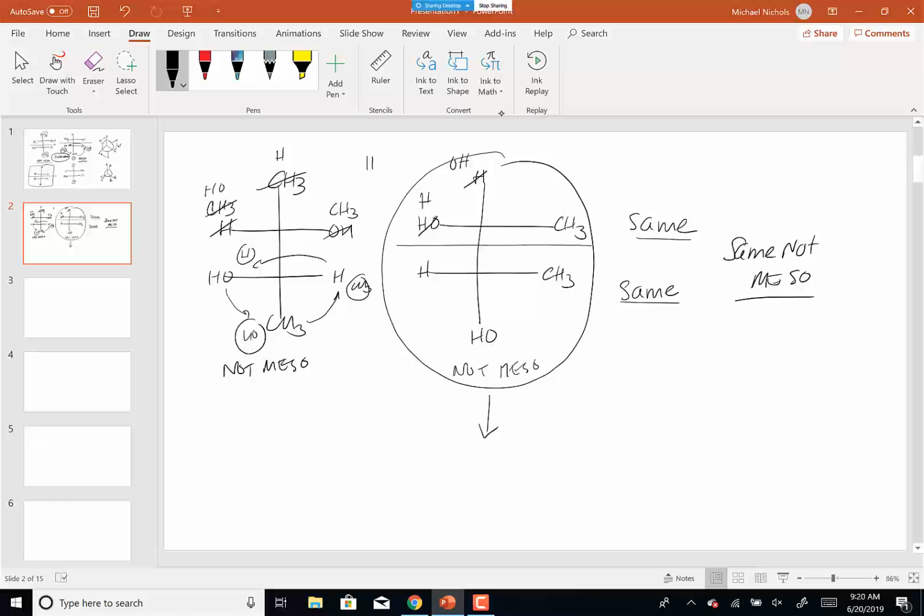So when you have 2 not meso compounds, they can't be diastereomers because the only way they're diastereomers is if one is meso and one is not. Because the not meso compound, when you invert one of its chiral centers, becomes meso. Or the meso compound, when you invert only one of its chiral centers, becomes not meso. So the meso not meso pair is always going to be diastereomers.